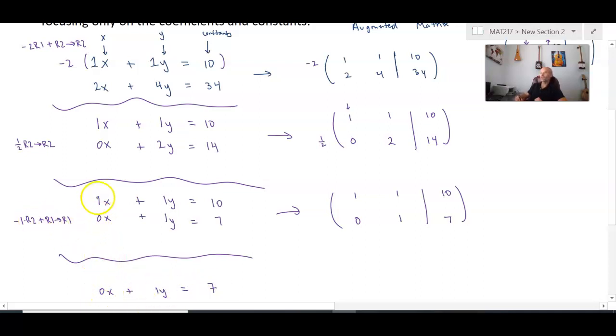If I take negative 1 times 0 plus 1, that's unchanged as we had desired. Plus, if I take negative 1 times 1, that's negative 1 plus 1 is 0. And negative 1 times 7 is negative 7 plus 10 is positive 3. Again, much simpler just to do this in matrix form. I'm not changing the second row, 0, 1, 7. Negative 1 times 0 is 0 plus 1 is still 1. Negative 1 times 1 plus 1 is 0. Negative 1 times 7 is negative 7 plus 10 is 3.